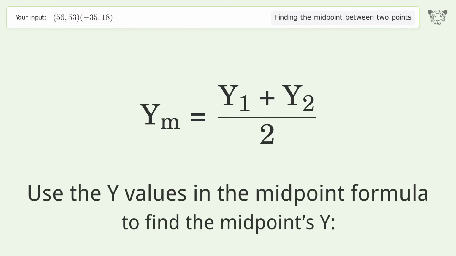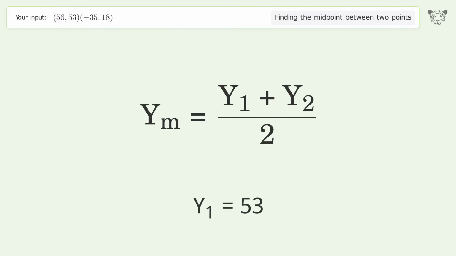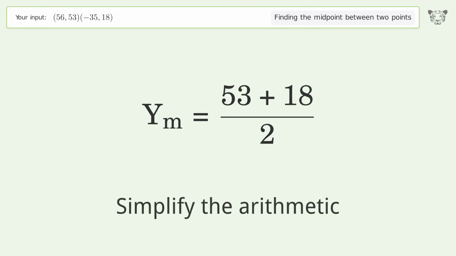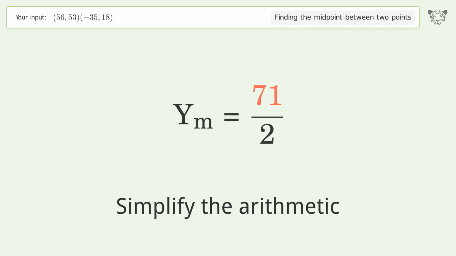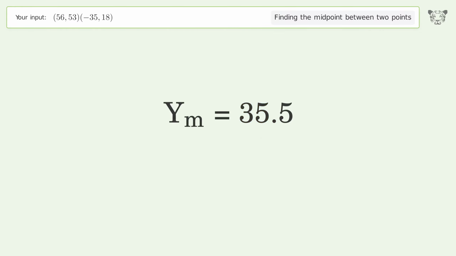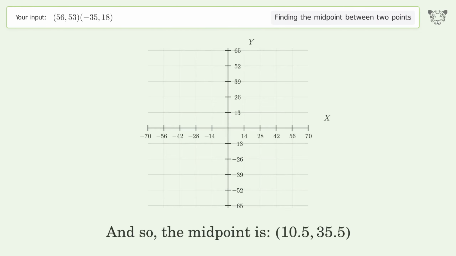Use the y values in the midpoint formula to find the midpoint's y. y1 equals 53. y2 equals 18. Simplify the arithmetic. And so, the midpoint is 10.5, 35.5.